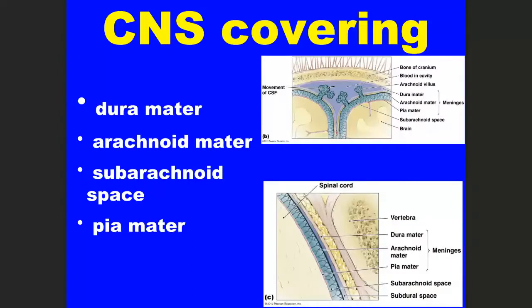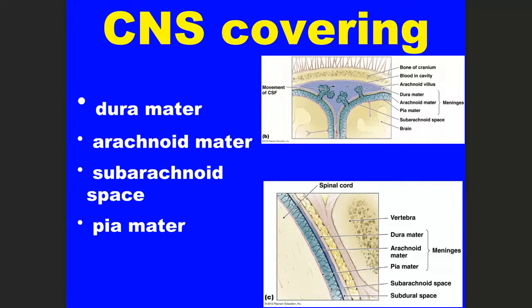One of the first sets of diseases that we're going to talk about today is meningitis. Meningitis is an infection and inflammation in the meninges, which is this protective connective tissue covering outside of the brain and the spinal cord. So real quick, let's review the parts of the meninges. The outermost layer of the meninges is what's called the dura mater.